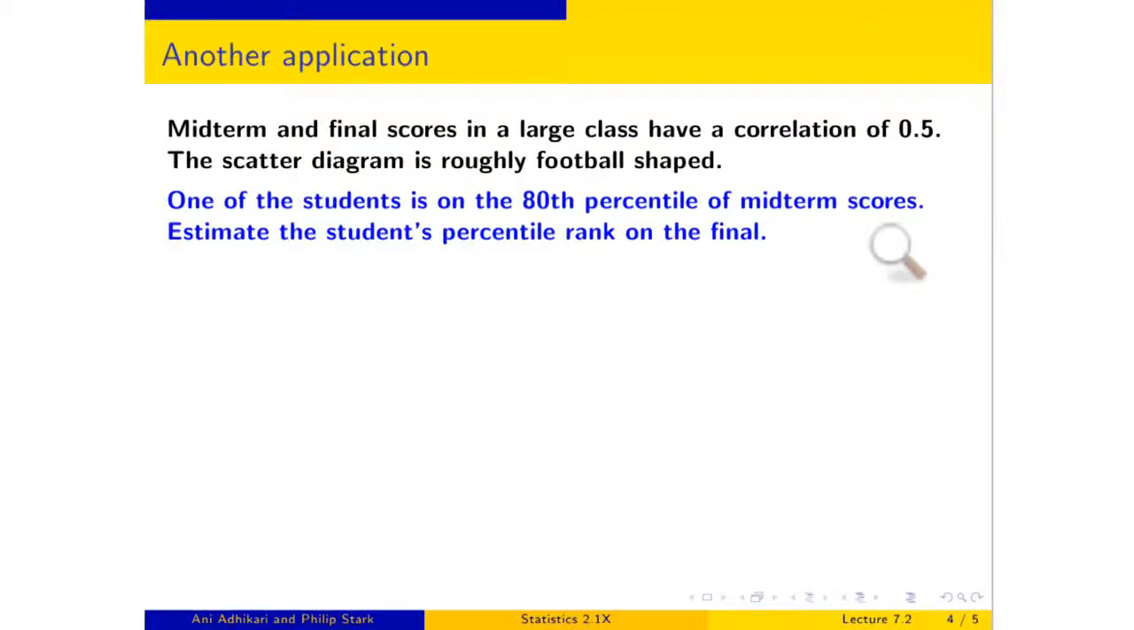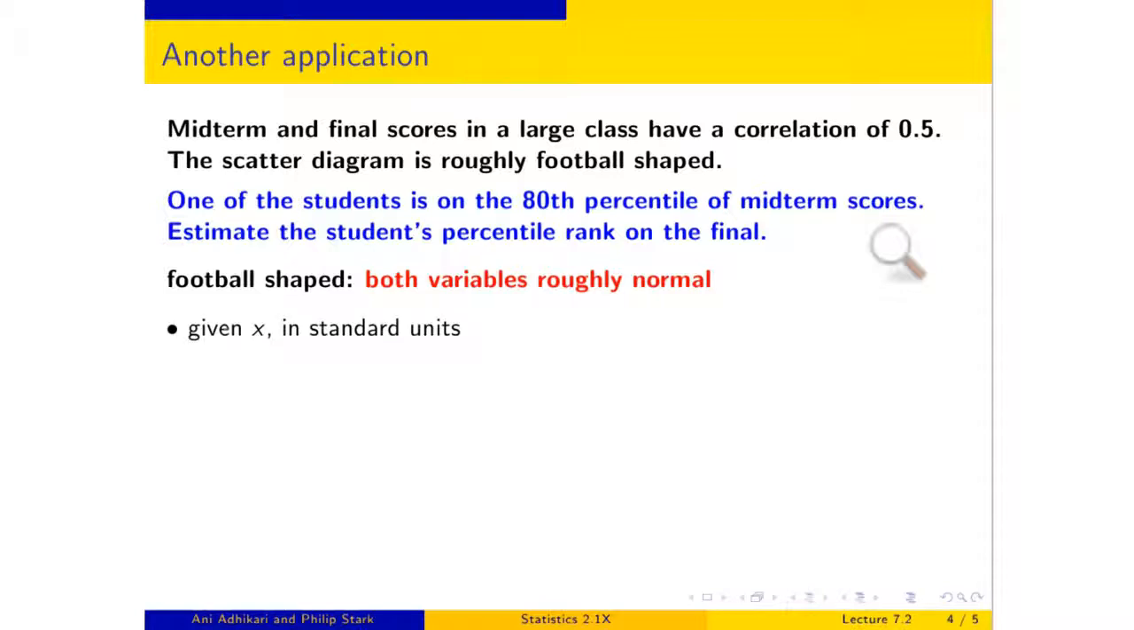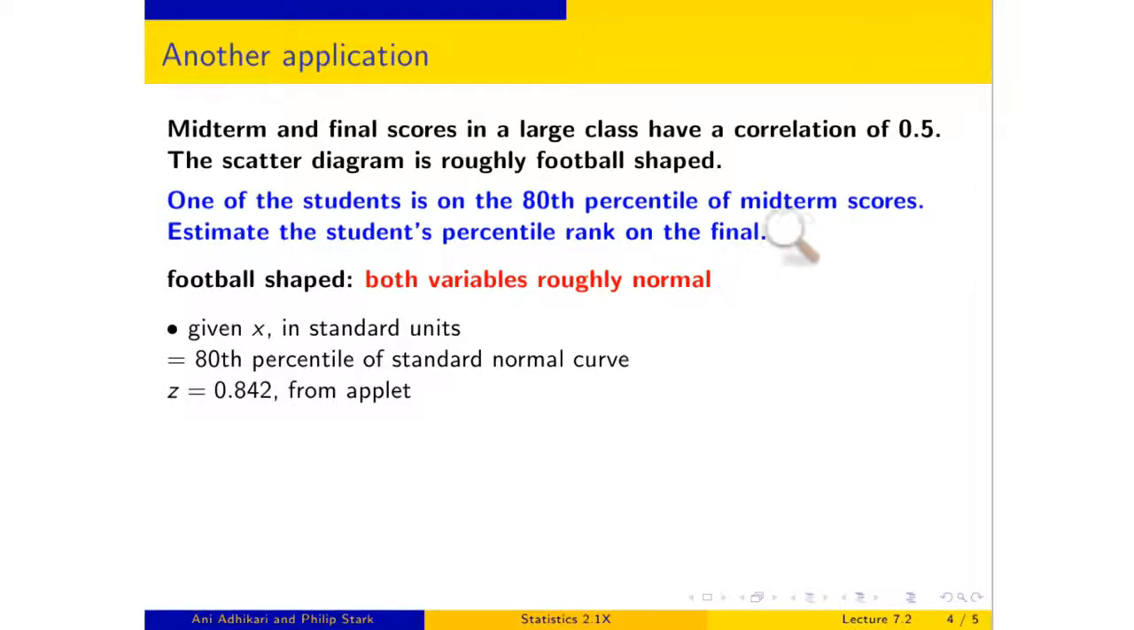And so what should we do? We're going to use the normal curve, and we're going to find our given x in standard units. The given x is the 80th percentile, and so we are going to find the 80th percentile of the standard normal curve. You are going to find the z so that all the area to the left of z is 80%. And if you do that, you get 0.842. 0.84, something like that, close enough from the applet. So the midterm score in standard units is 0.842.